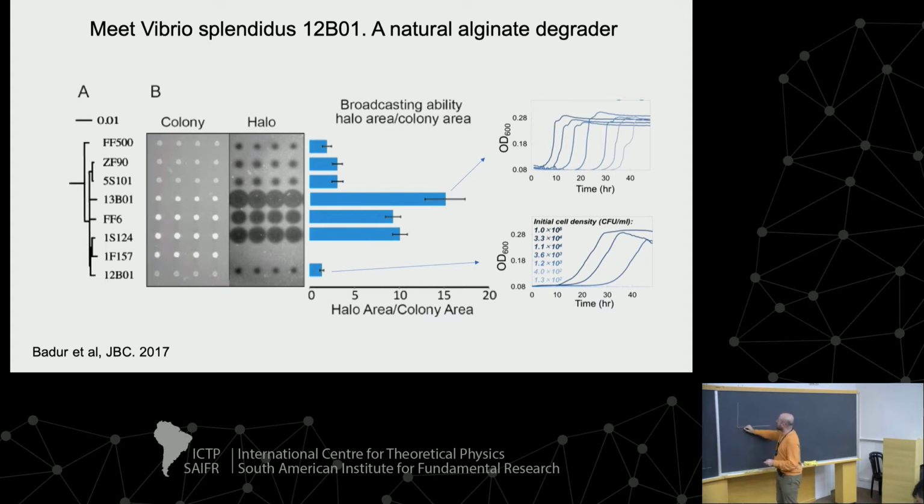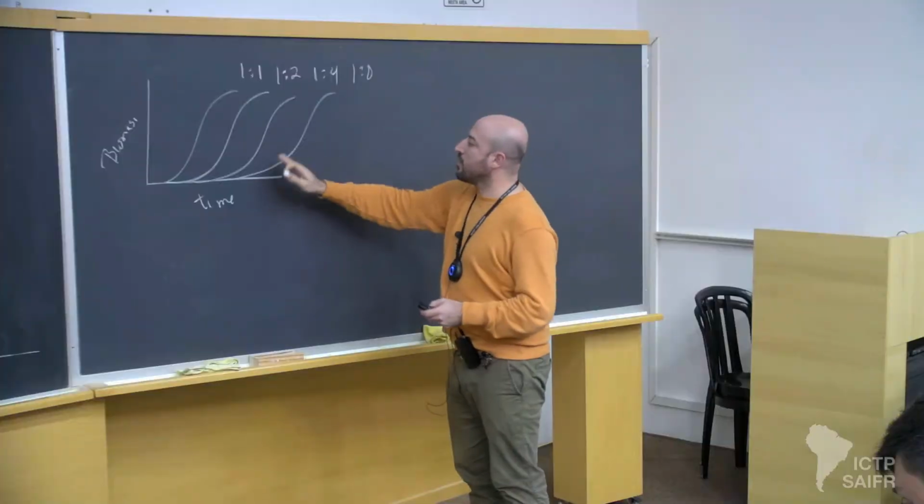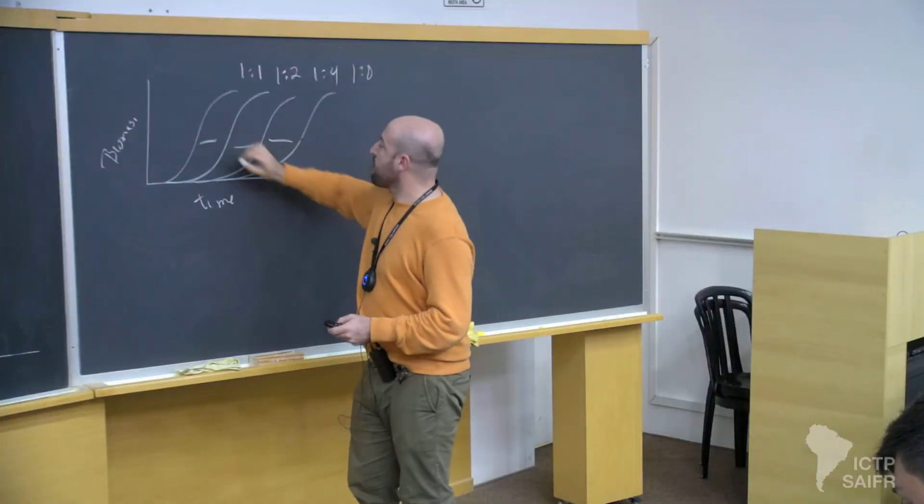This type of thing, where this is time, this is biomass, and then this is maybe the dilution, so no dilution. Then if you dilute 1 to 2, let's say, 1 to 4, 1 to 8, and so on. These are equally spaced.